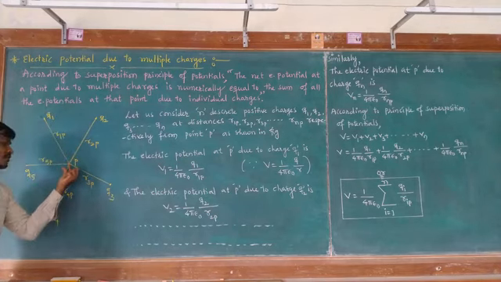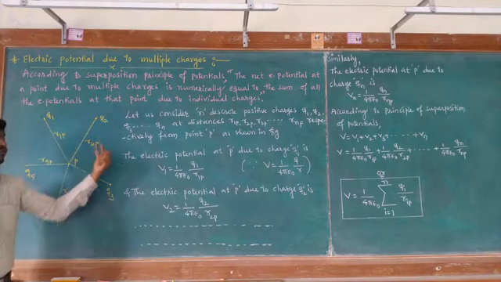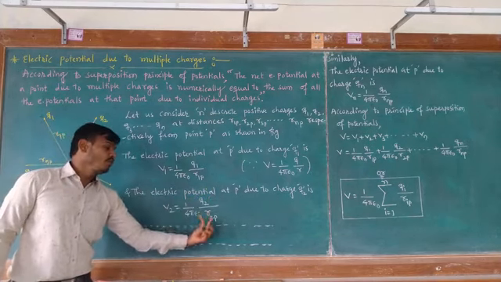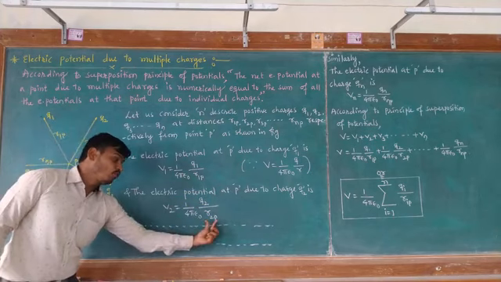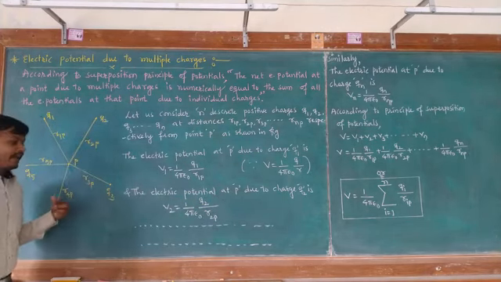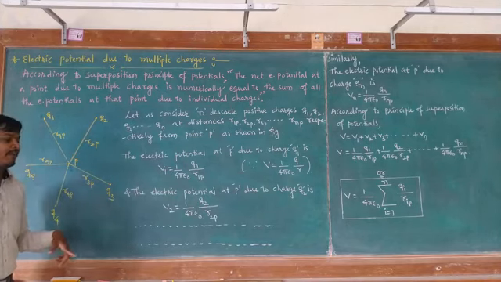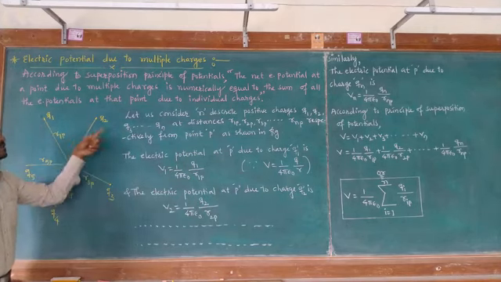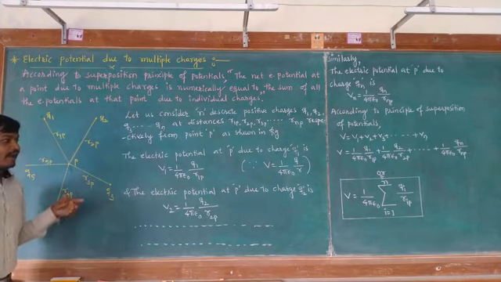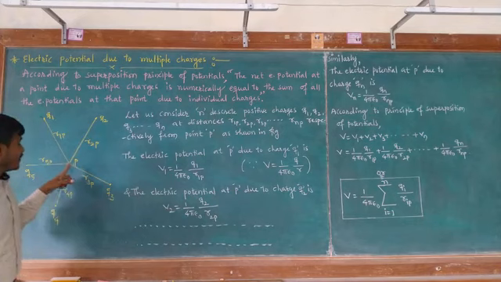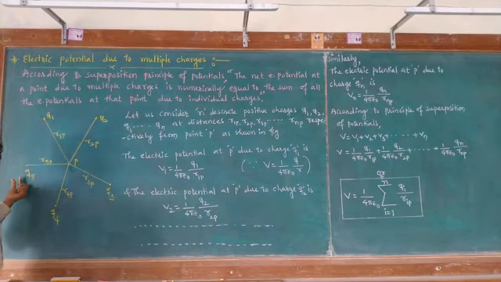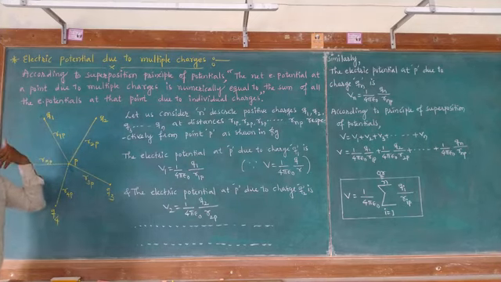Similarly, the electric potential at a point P due to charge Q2 is given by V2 is equal to 1 by 4 pi epsilon naught Q2 divided by R2P, where R2P is the distance of separation between charge Q2 and point P, epsilon naught is the free space permittivity, and Q2 is the point charge used to calculate the electric potential at point P. Similarly, we have the electric potential at point P due to charge Q3, Q4, Q5, Q6, so on up to the nth charge.